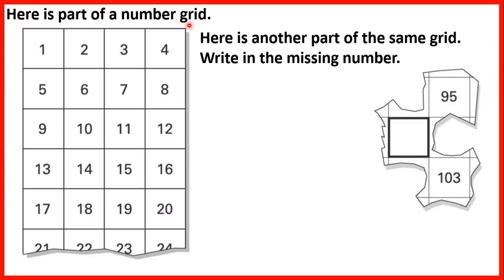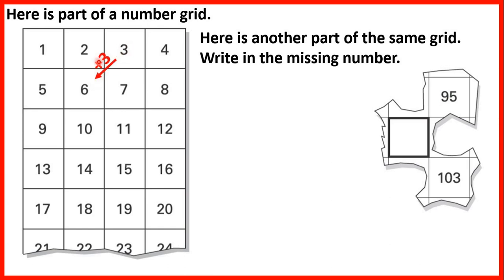Here is part of a number grid. Here is another part of the same grid. Write in the missing number. So we need to find this number here, but we know that the number above and to the right is 95. Now if we go down and to the left, we can see from our chart that we add 3.